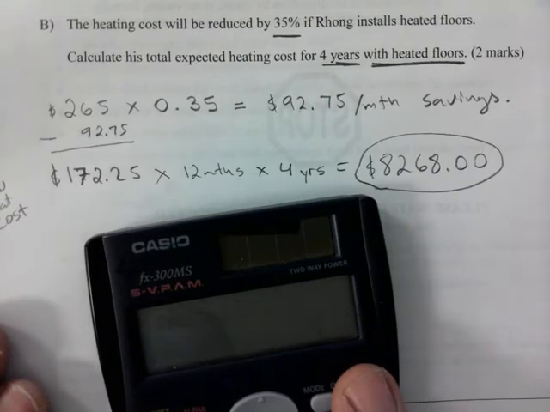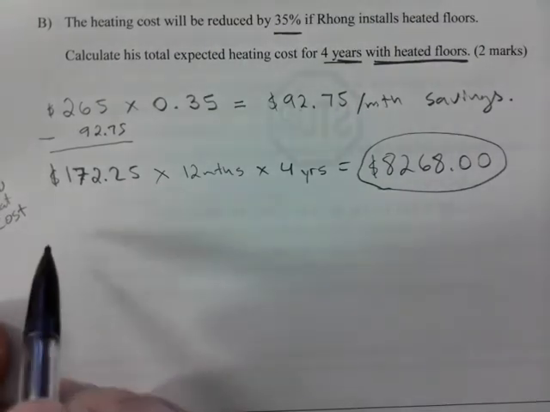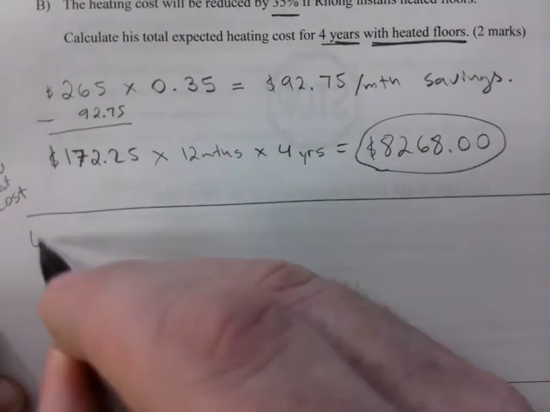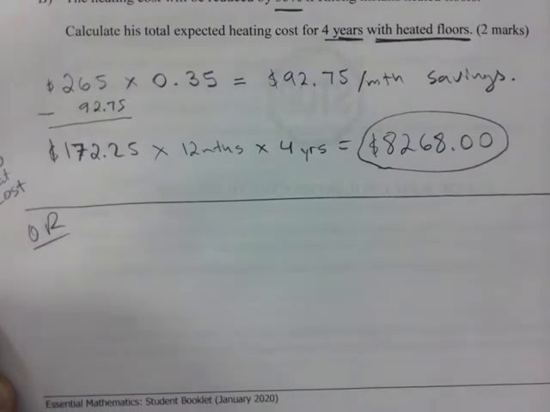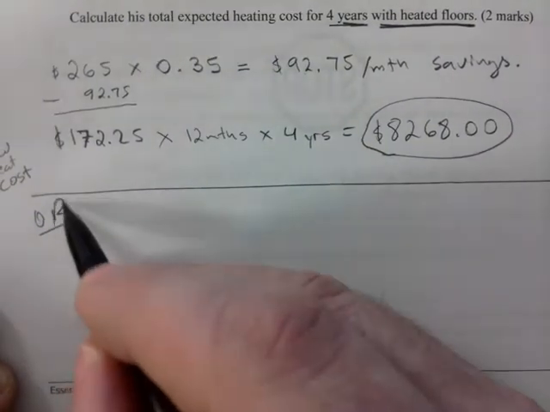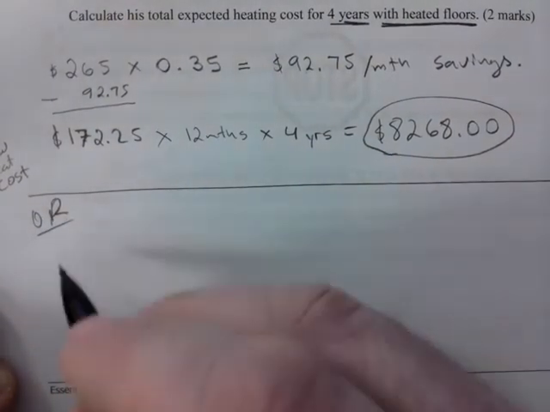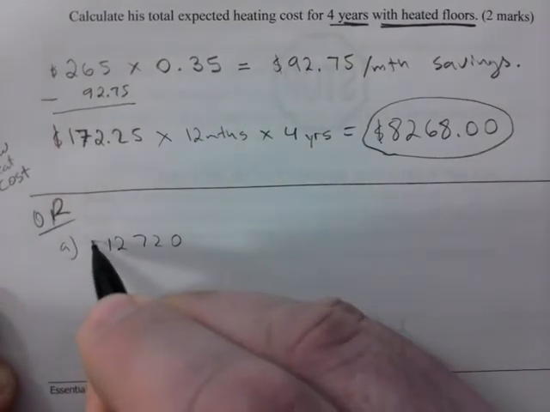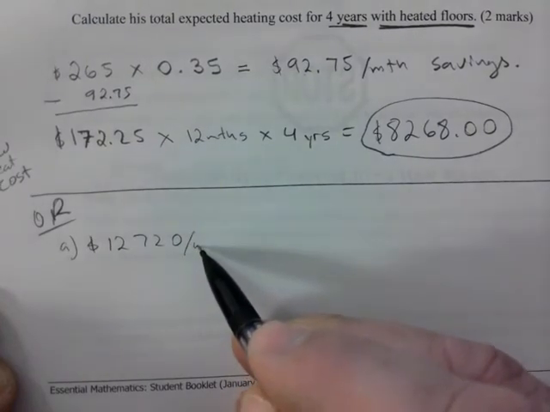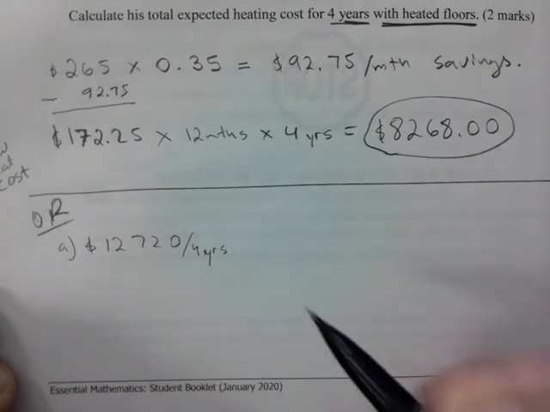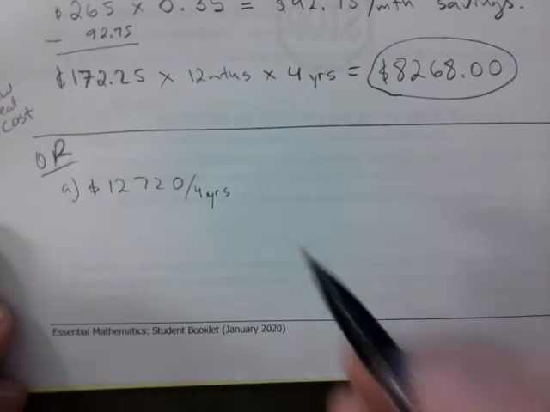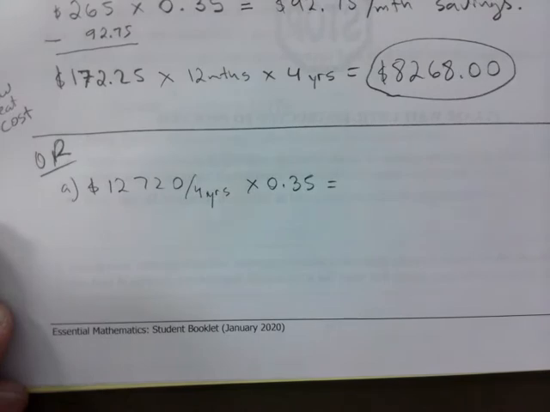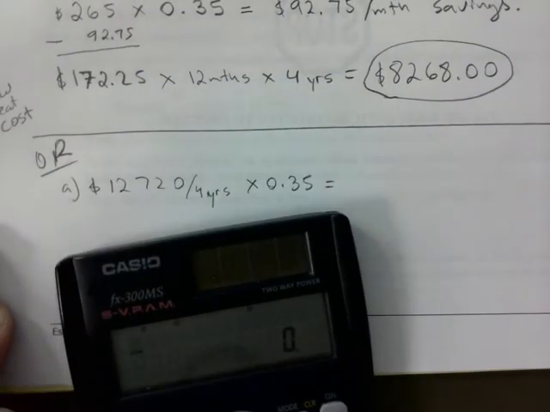I know I did it a bit longer. This is a longer way of doing it, in my opinion. Or, because we have some time, I'll do this. What was my heating cost up in A? In A, we had 12,720 in 4 years. So what you could have done is just multiply that whole thing by 0.35.